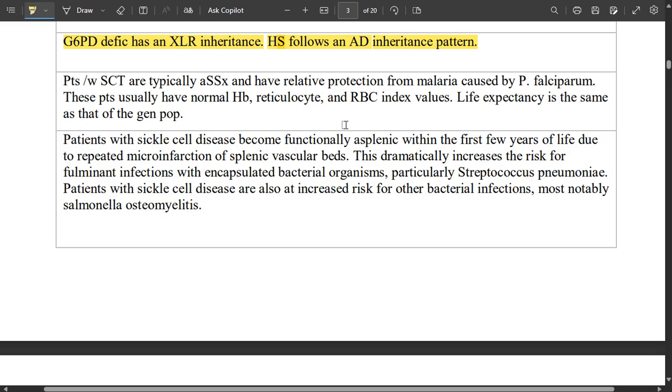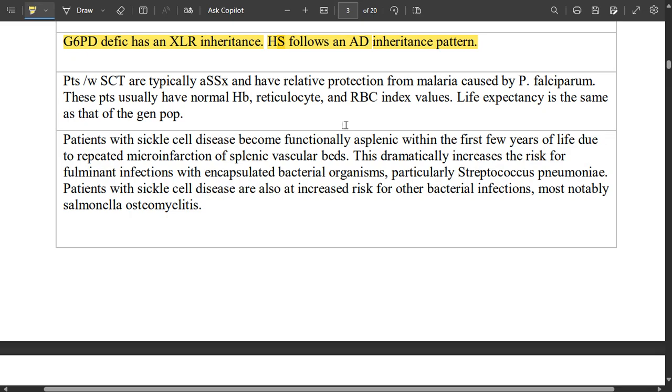These patients usually have normal hemoglobin, and the reticulocyte count is normal because there is no breakage or rupture of RBCs. Hemoglobin is normal, reticulocyte count is normal, and RBC values are normal. Life expectancy is the same as that of the general population, so lifespan is not affected in sickle cell trait.